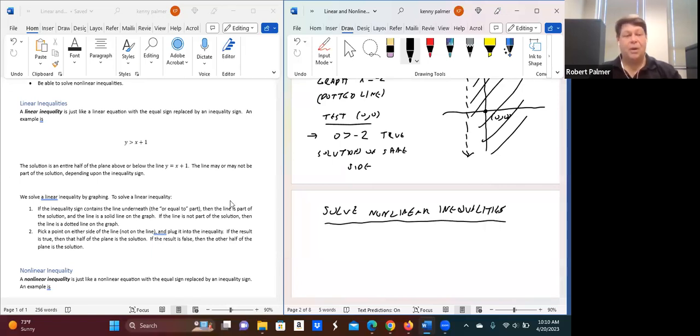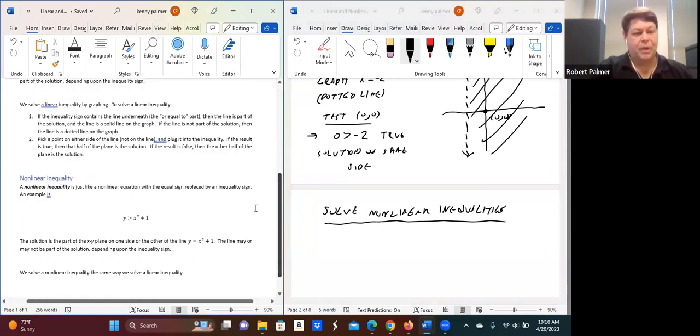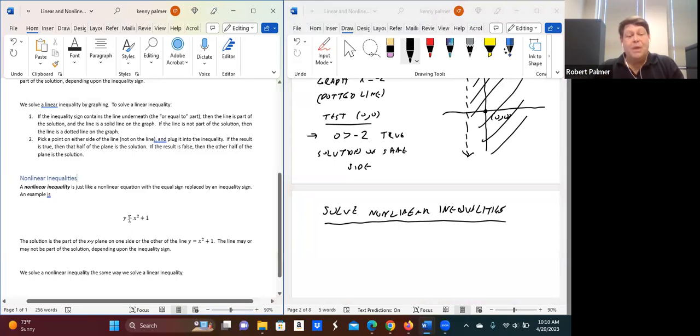So to solve a nonlinear inequality, I actually realize that I'm going to make this inequalities. Doesn't matter, but a nonlinear inequality is basically anytime you have a nonlinear equation with the equal sign replaced by one of the 4 inequality signs.